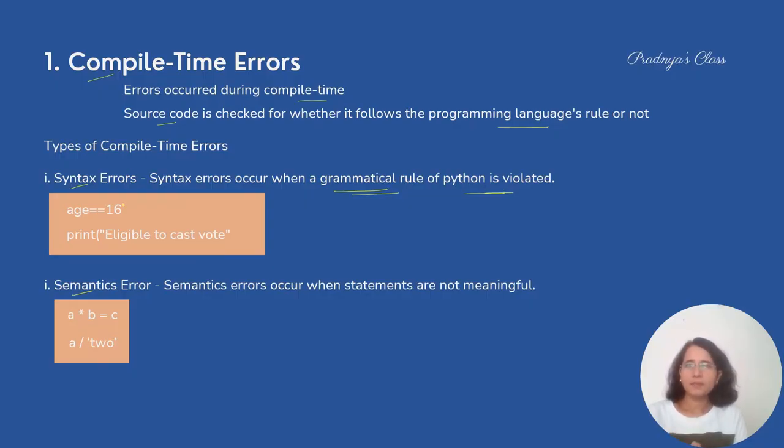Let's take an example. I want to initialize 16 to the variable age, but I am using the wrong operator here. It should be age = 16. I should use the assignment operator, not a comparison operator. So this is not according to the syntax of the programming language.